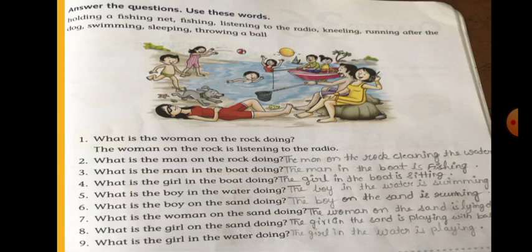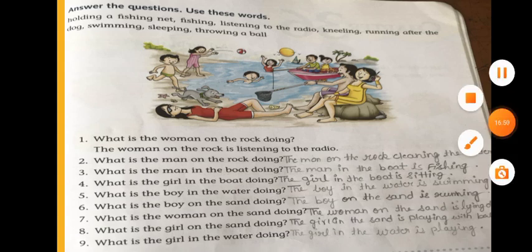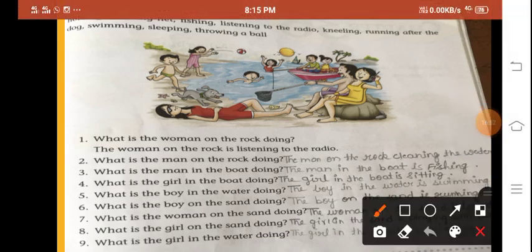Answer these questions, use these words. You have to answer the question by using these words. Holding a fishing net, fishing, listening to the radio, kneeling, running after the dog, swimming, sleeping, throwing a ball. What is the woman on the rock doing? The woman on the rock is listening to the radio. What is the man doing on the rock? The man on the rock is holding a fishing net. You can write holding the fishing net.